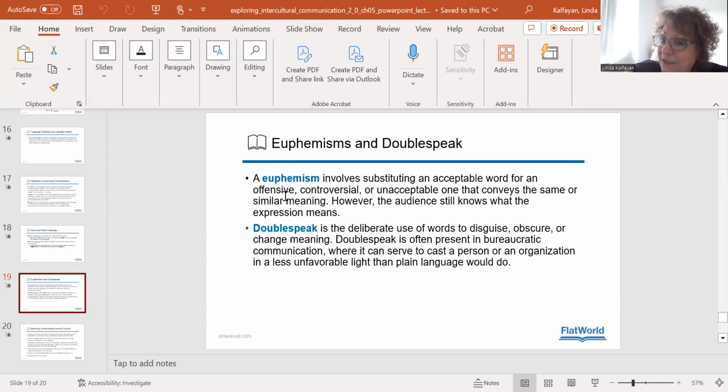Euphemism is sometimes not acceptable because it doesn't tell us the truth. It is very vague, like if someone passes away compared to they died. Euphemism could make the situation sound better, but it's not truthful. And doublespeak is the deliberate use of words to disguise, obscure, or change the meaning. If you're going to buy a car and it's too expensive, the salesman may say, "Oh, but this isn't a car," and then they put the brand in there. So it's sort of double speak.